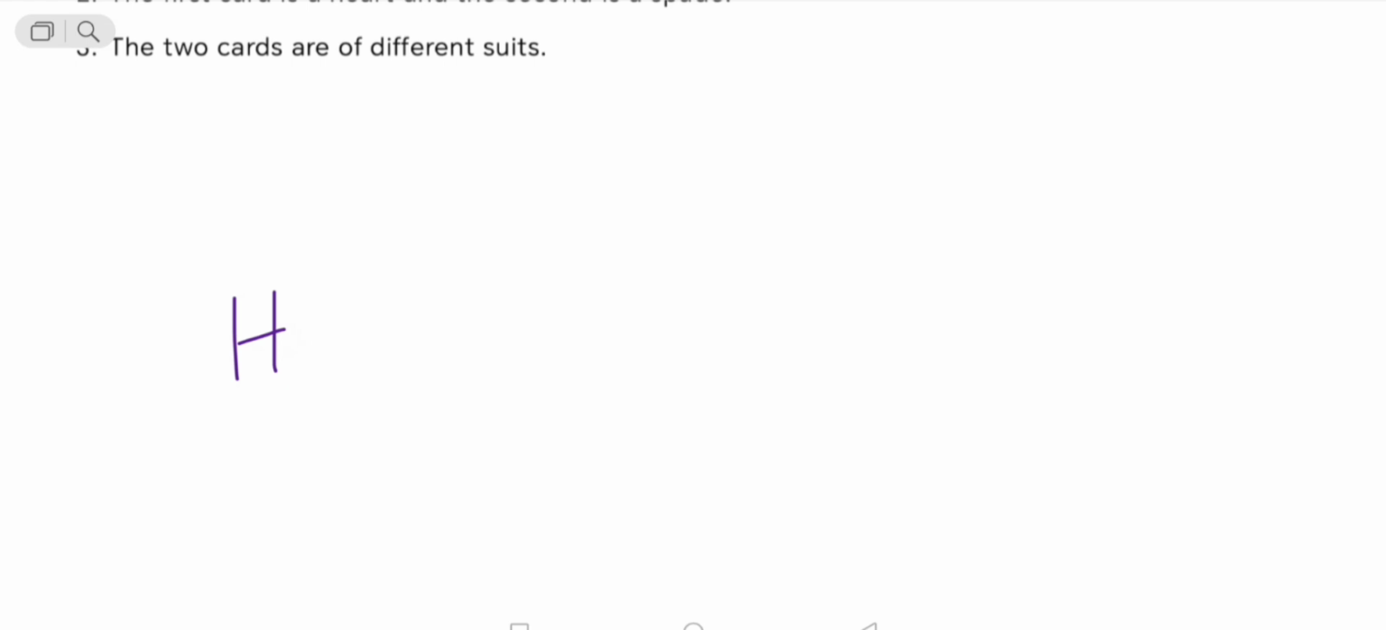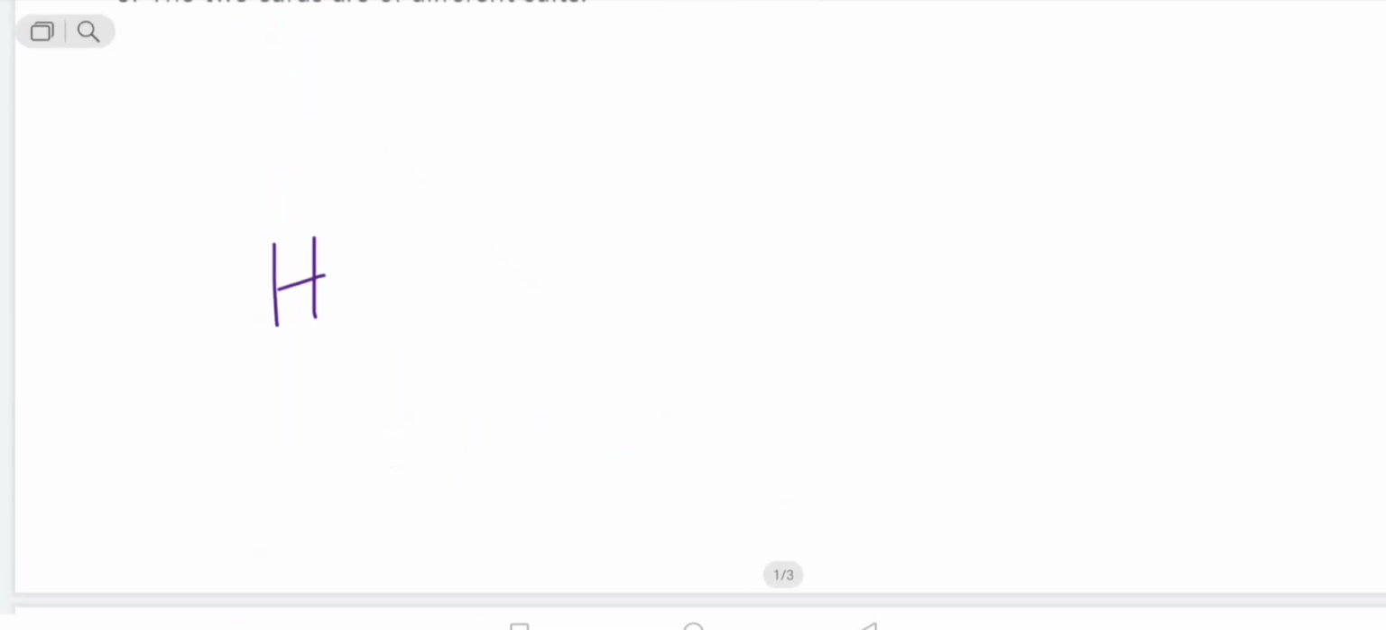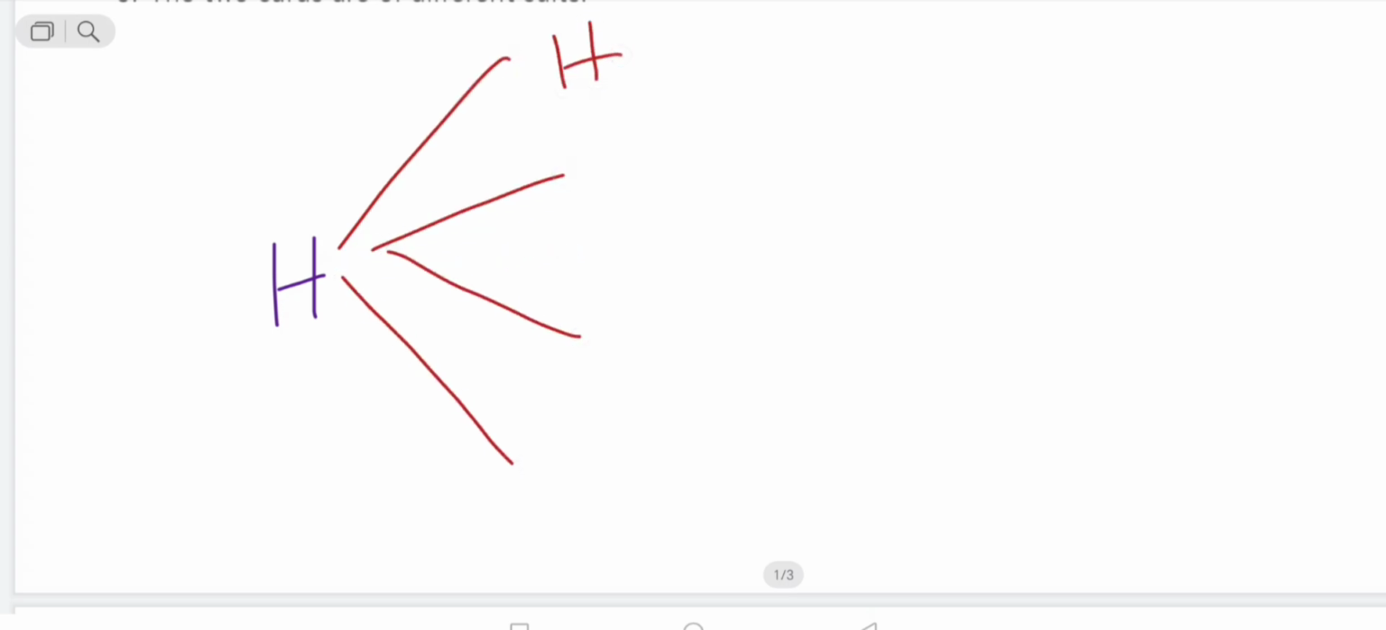For example, the first choice is heart. The second choice, when you choose it, can be the diamond. The third can be the club, and it can be spade. These are the possibilities the first time. The second time is the same: we have four possibilities, which can be heart, diamond, club, or spade. These are the possibilities for the second time if the first card is heart.